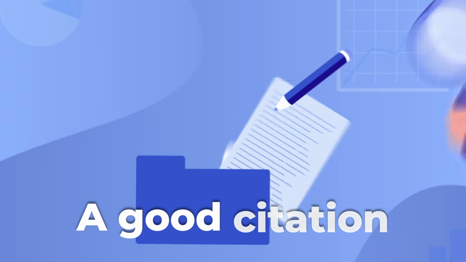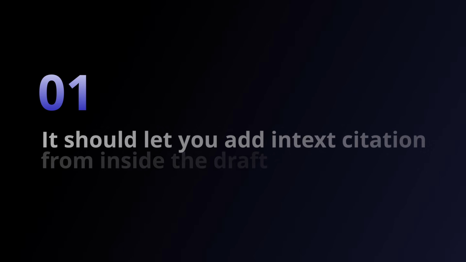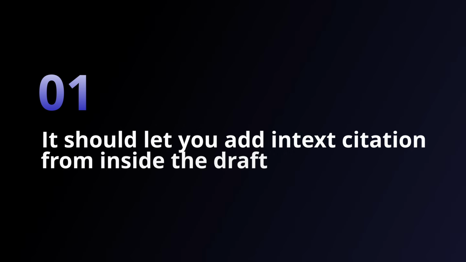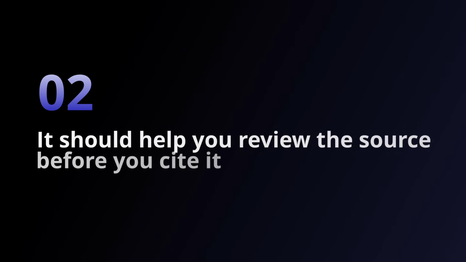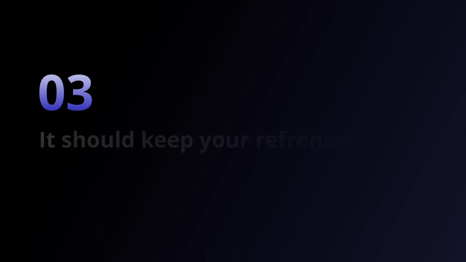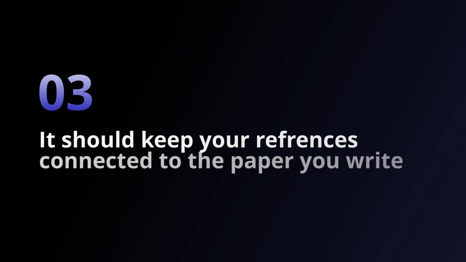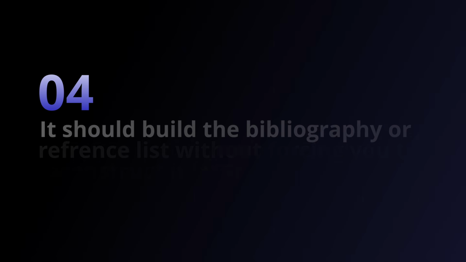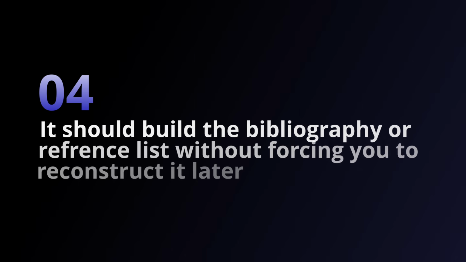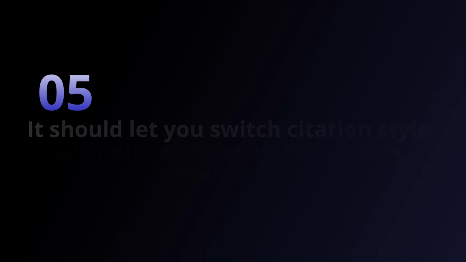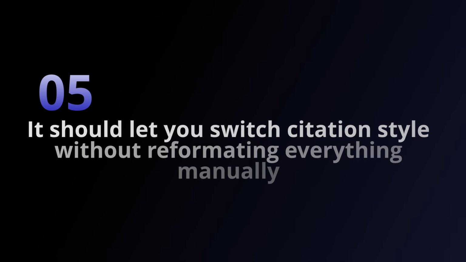A good citation workflow should do 5 things. First, it should let you add in-text citations from inside the draft. Second, it should help you review the source before you cite it. Third, it should keep your references connected to the paper you write. Fourth, it should build the bibliography or reference list without forcing you to reconstruct it later. And fifth, it should let you switch citation styles without reformatting everything manually.